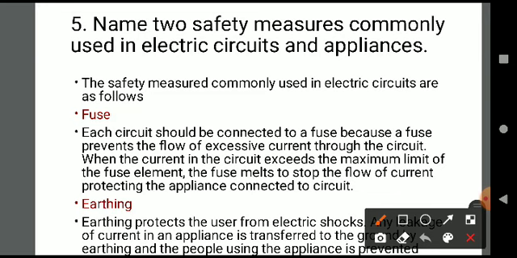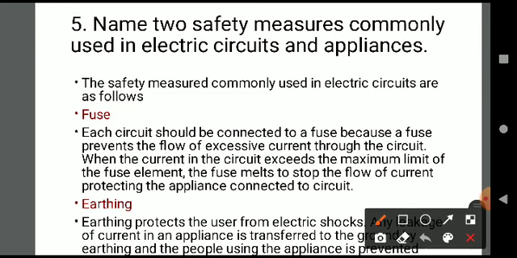See, each circuit should be connected with a fuse, because a fuse prevents the flow of excessive amount of current through the circuit. Obviously, in any case if there is an excess amount of current passing through the circuit, then the appliances connected in the circuit are going to face short circuit. They are going to fail, right? So the bulbs, the refrigerators, which are a part of the electric circuit. So to prevent the failure of the electric appliances, we are going to use fuse.